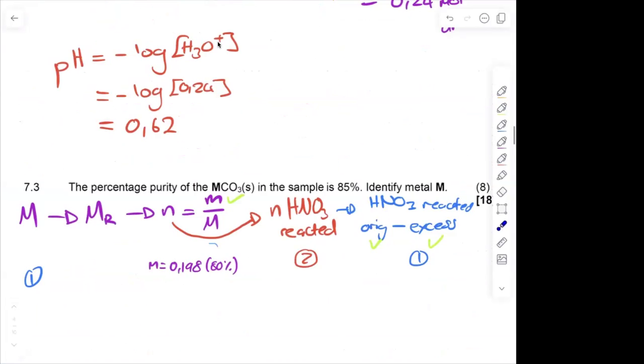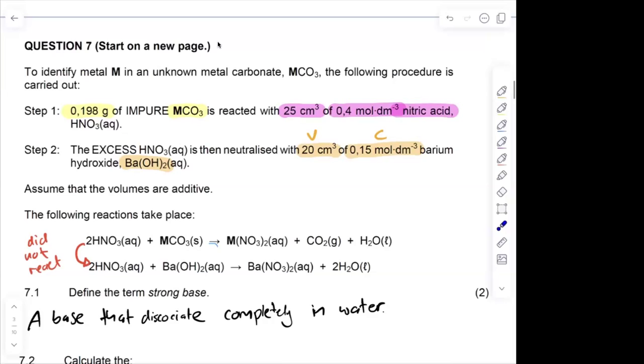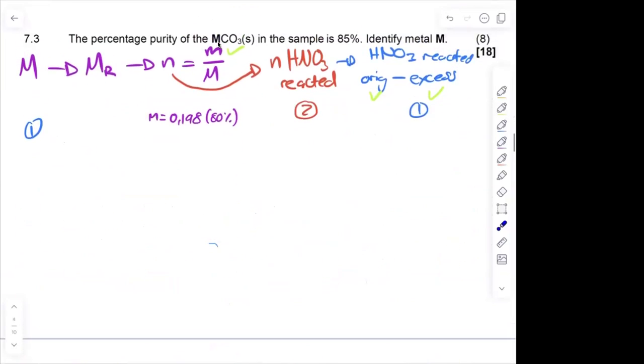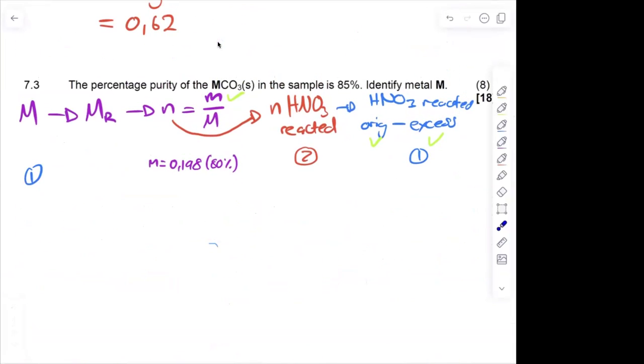Because once I've got the number of moles of HNO3 that reacted, I use my mole ratio to find the number of moles of M carbonate. Because then, once I've got the number of moles of M carbonate, which is this n over here, I can plug it into this equation and find the molar mass. Once I've got the molar mass, I can clearly identify it from my periodic table, right? Those are the steps that I need to take in terms of this question, and then we're going to solve it. So let's stick together with this problem, and I'll always remind you at every step that this is step 1, this is step 2, this is step 3, etc.